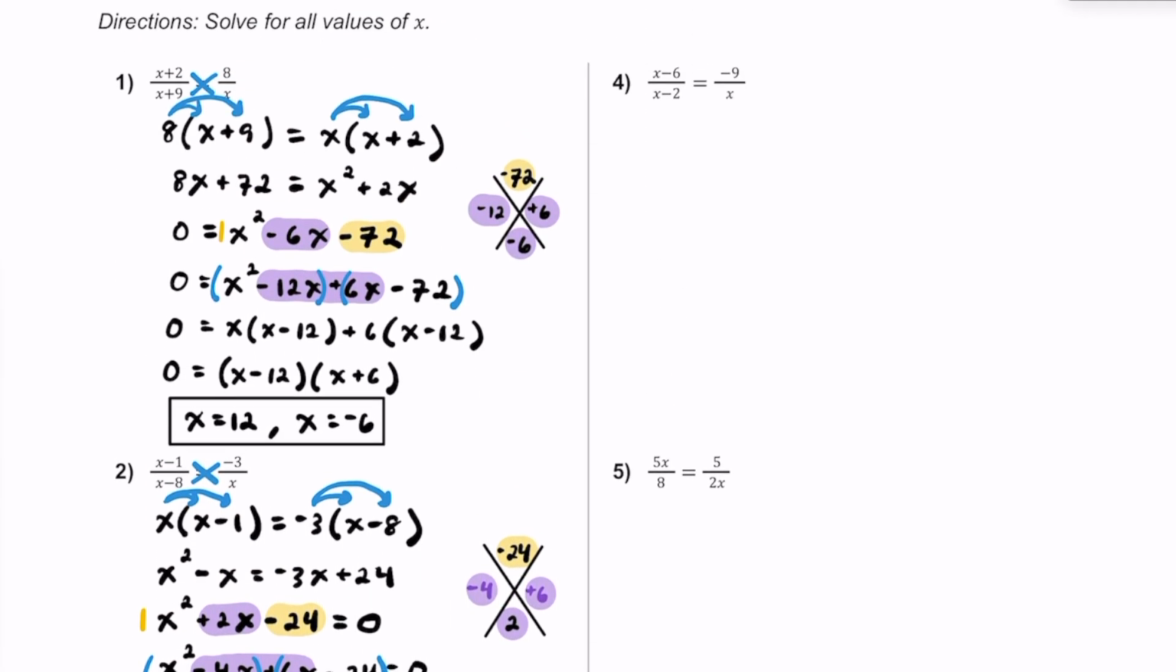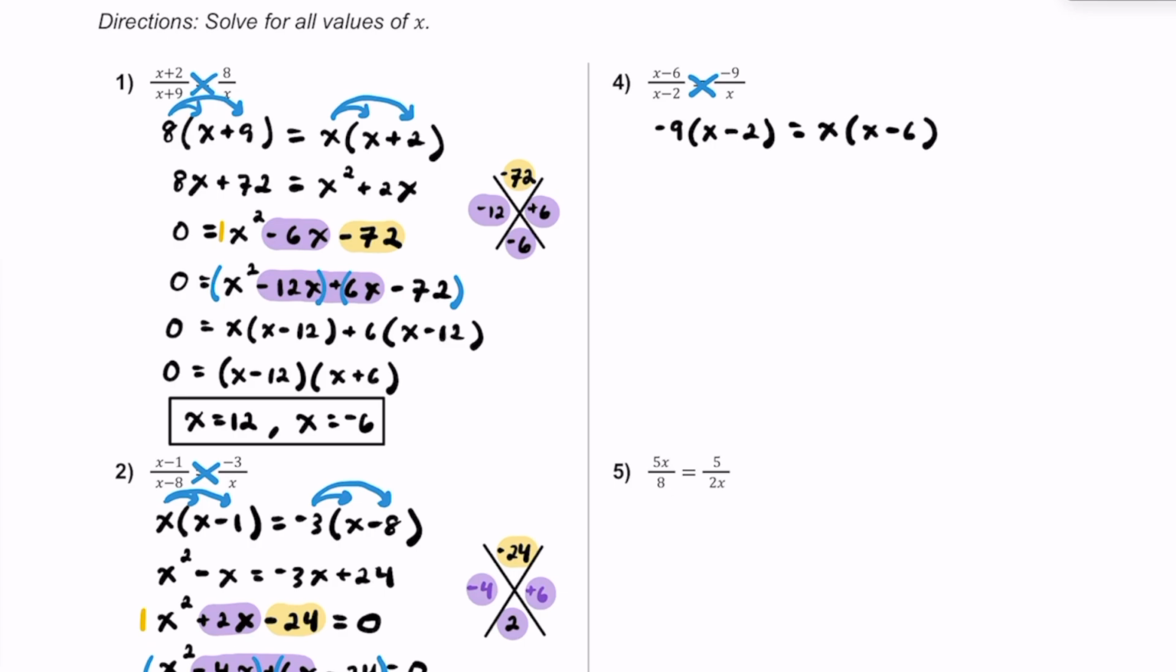At number 4, back to having some addition and subtraction, so we're going to probably have to distribute again, right? So let's go ahead and find these cross products first. Let's take this negative 9, multiply that by the quantity of x minus 2, and that's going to be equal to the product of x and the quantity of x minus 6.